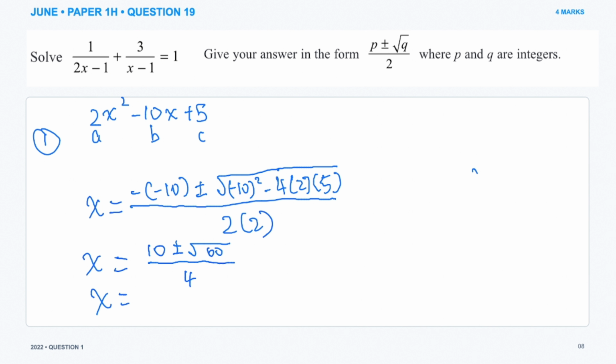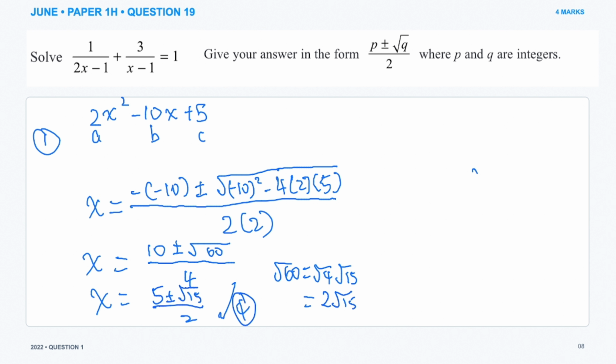So what if I told you root 60 can be expressed as 2 root something? That's true, because root 60 is actually equal to root 4 root 15, which means it's root 2 squared times root 15, which means it's 2 root 15. So we're going to get rid of 2 for all of our terms, and we're going to be left with 5 add or minus root 15 over 2. That's going to be 4 marks.